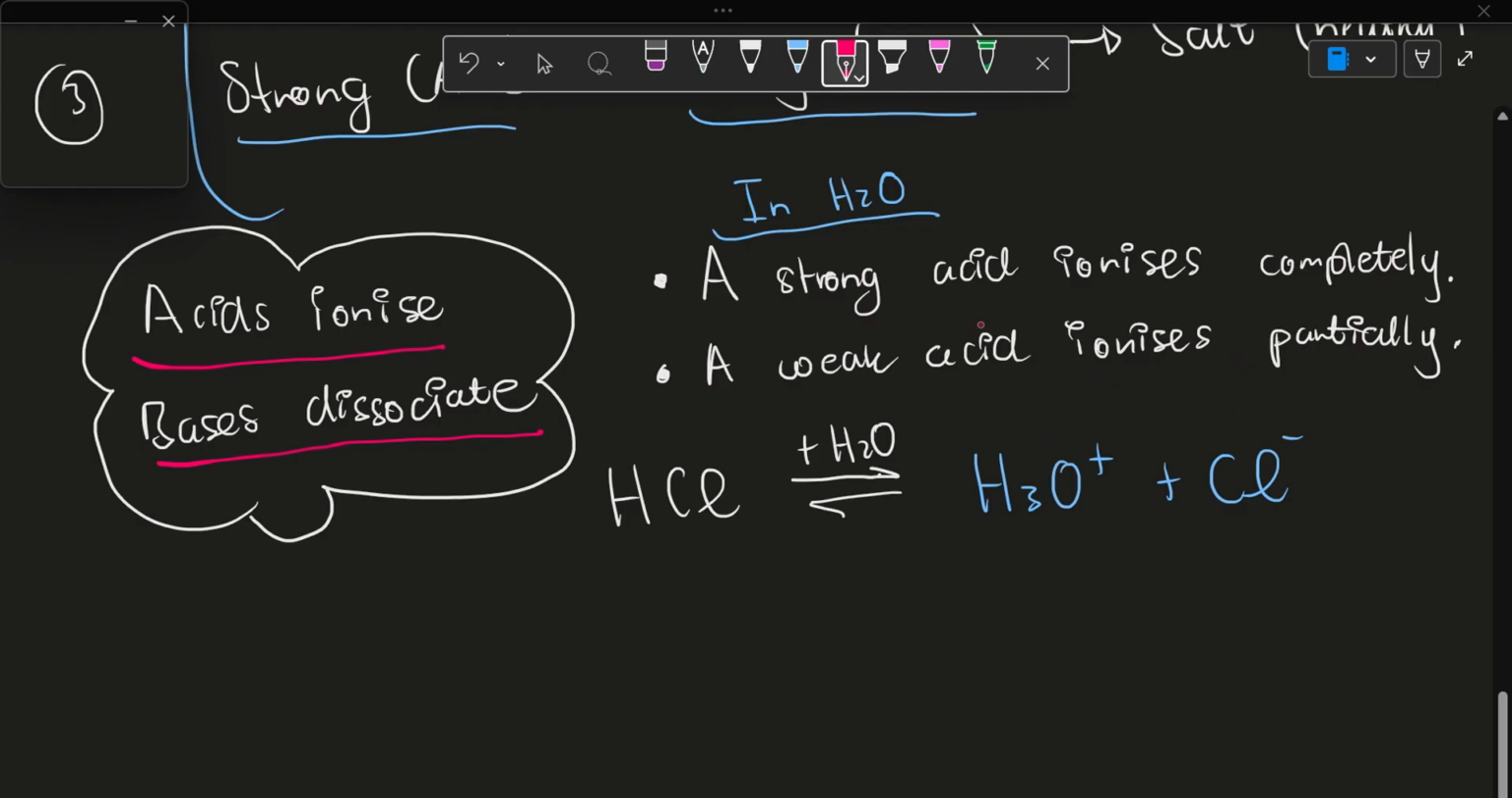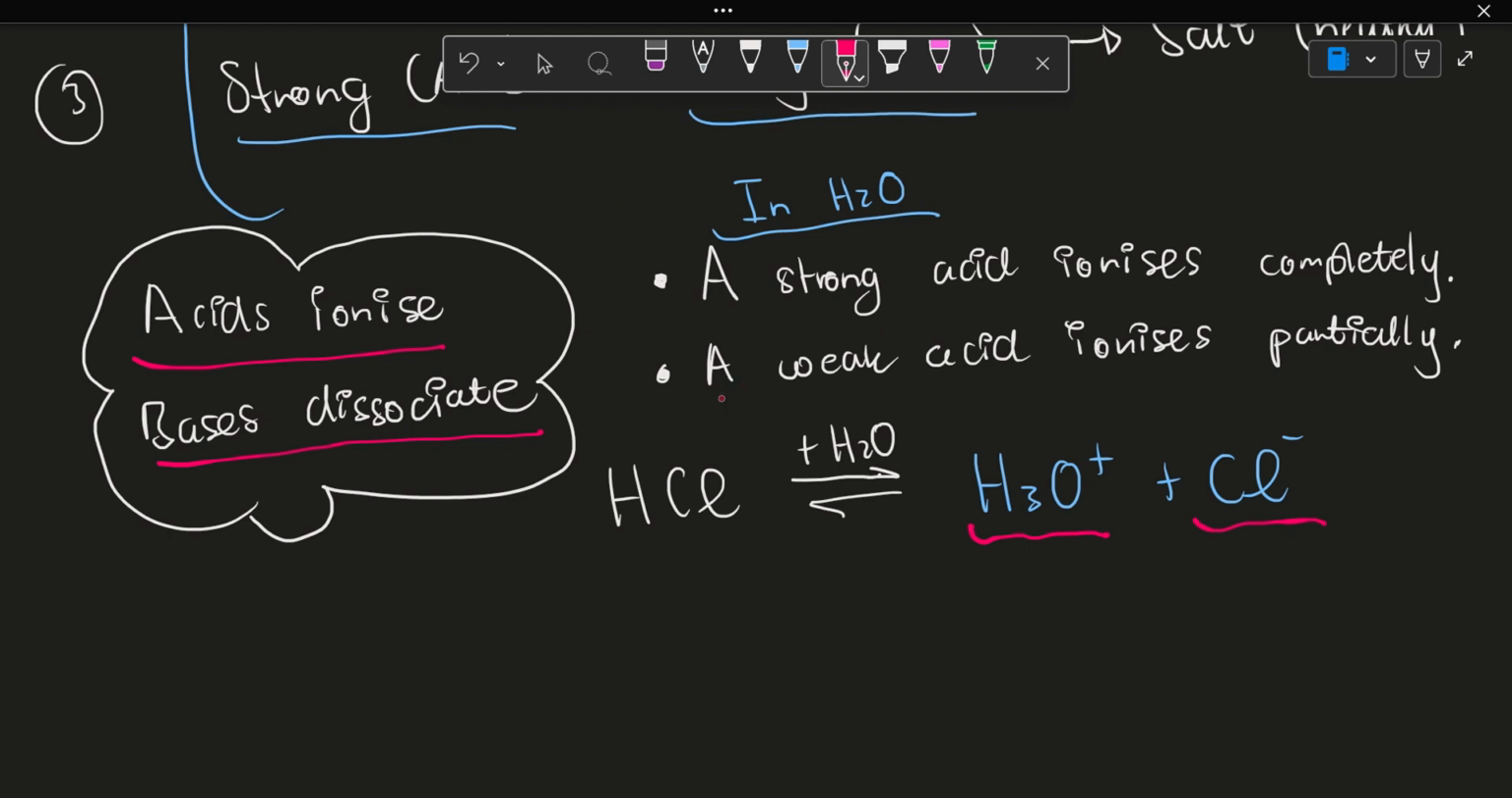When I say it ionizes completely, I mean it basically just disintegrates into its respective ions, right? Without forming any type of HCl within that particular solution. So when you put HCl in water, it just disintegrates fully into its respective ions and not its ions as well as HCl itself, right? So that's what I mean when I say that it ionizes completely.